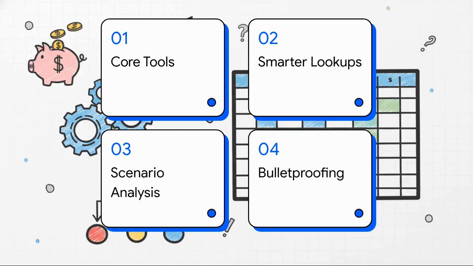First up, core tools for financial modeling. Then, smarter lookups with index match. Next, scenario analysis and goal seek. And finally, bulletproofing against common errors.